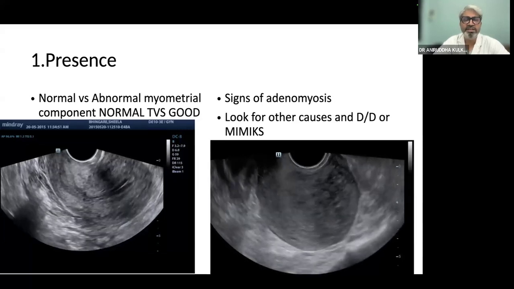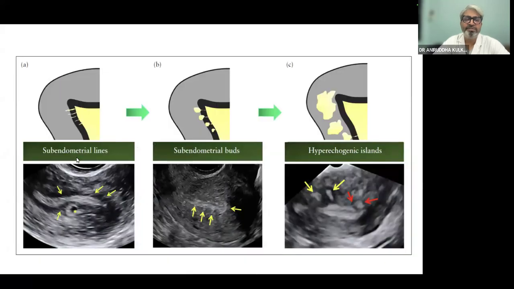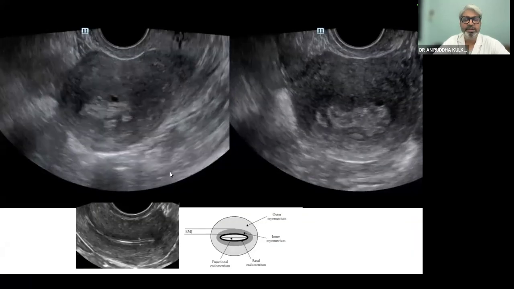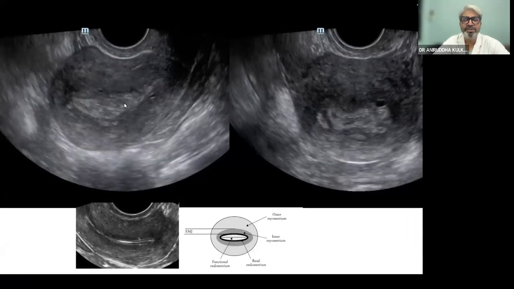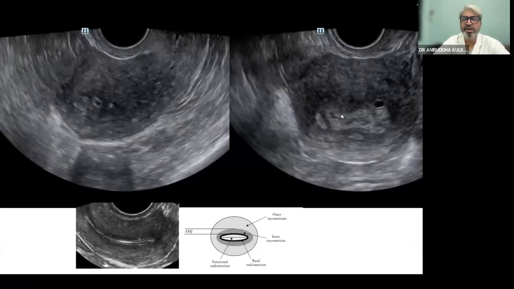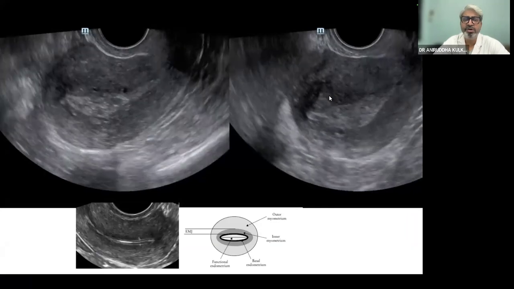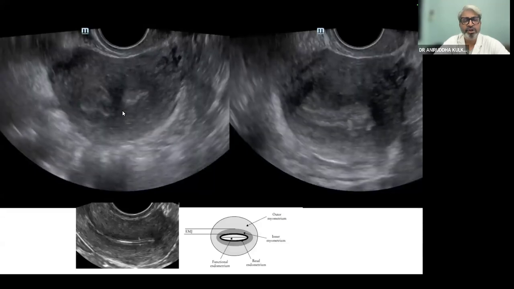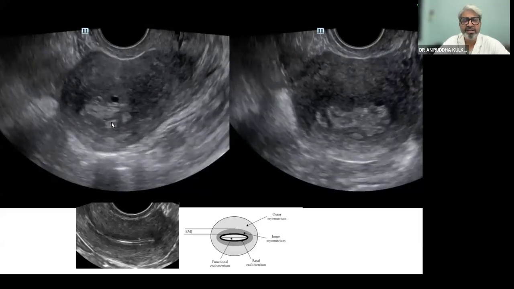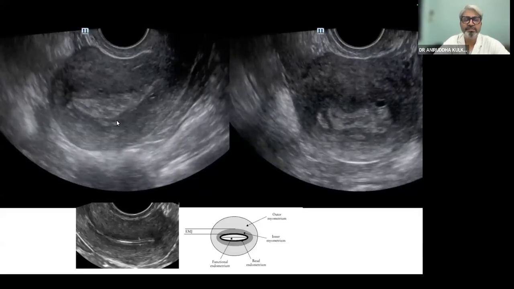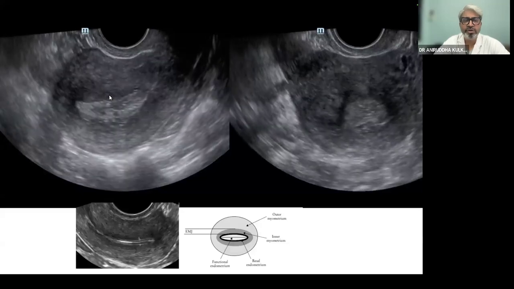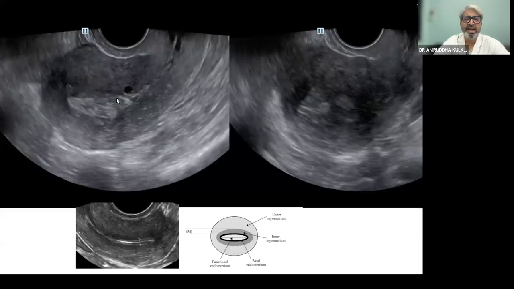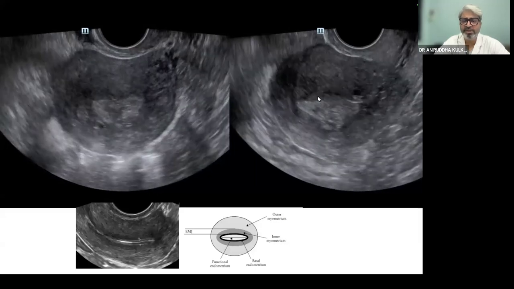The next one is the presence or absence of three features, that is subendometrial lines, subendometrial buds, or hyperechoic islands. Now, in this cine loop, you can appreciate that there is an indistinct, irregular, thickened endomyometrial junction zone, and you can see all the signs. What are the signs? They are hyperechoic echogenic strands, presence of an island, as well as strands arising from the endometrial junction. I can also demonstrate tiny cystic spaces adjoining the thickened area of the endomyometrial junction zone.